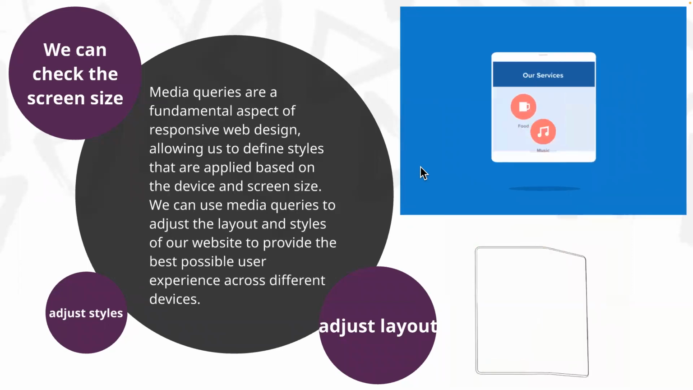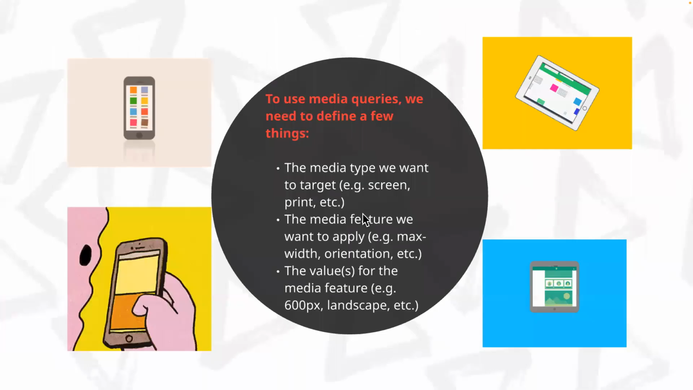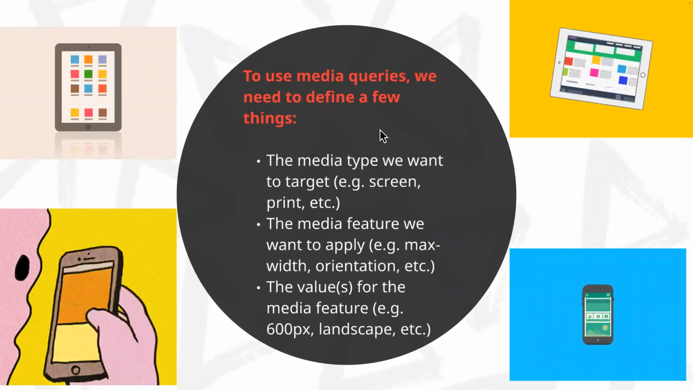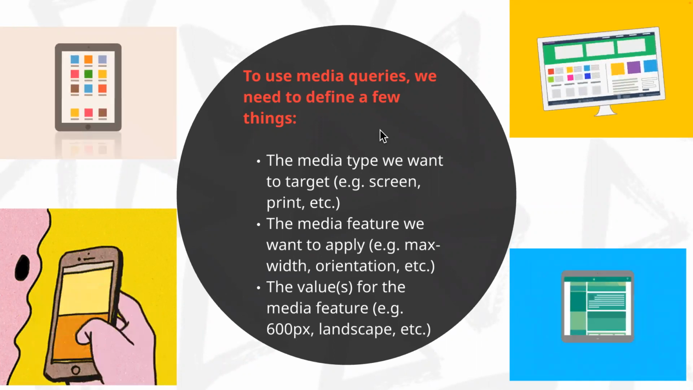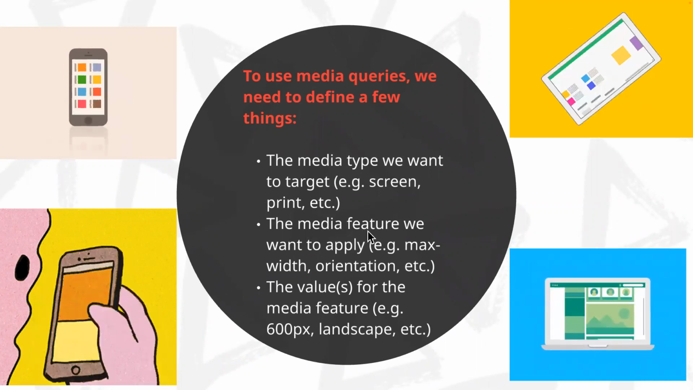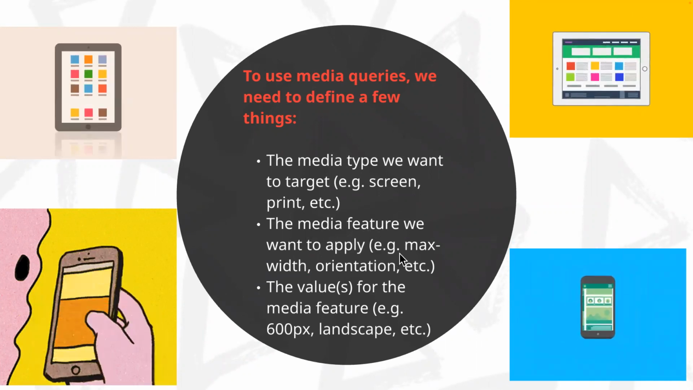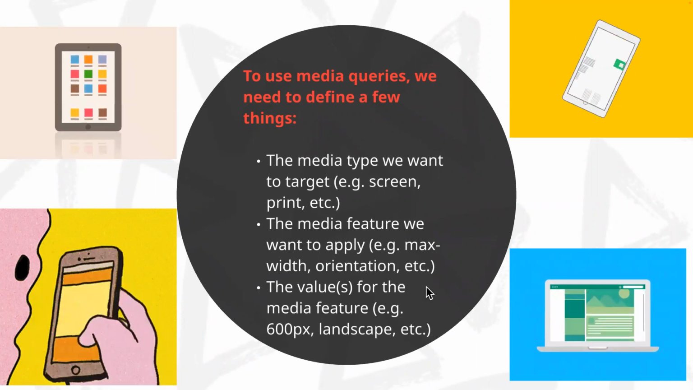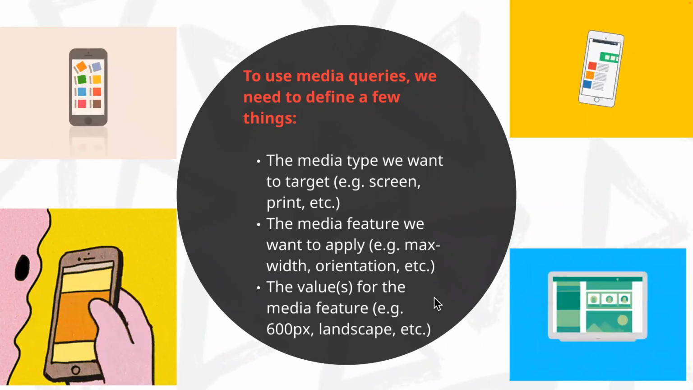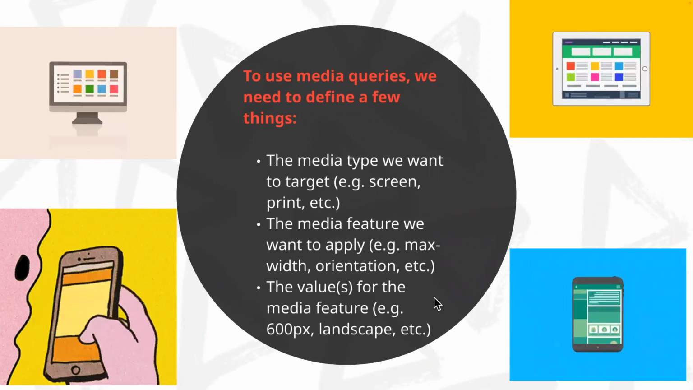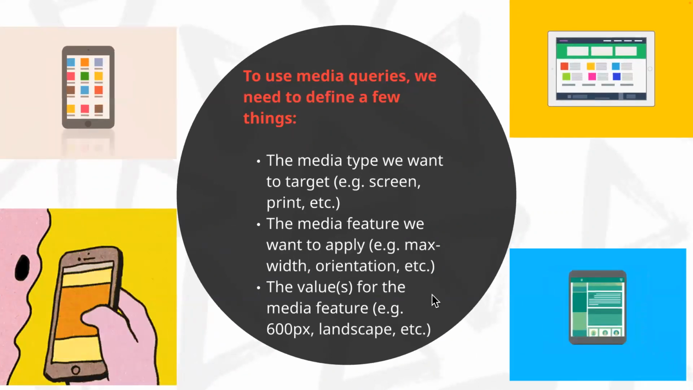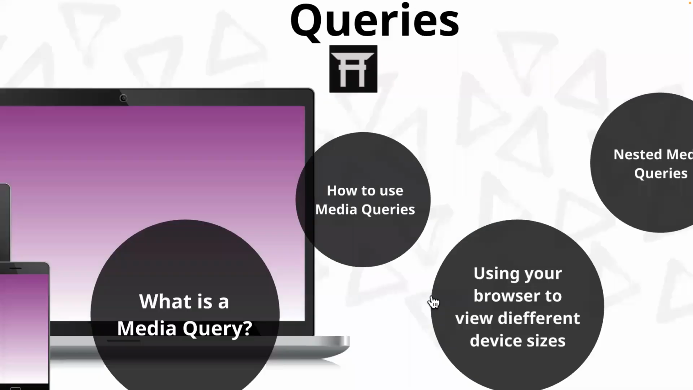So let's take a further look into it. How do we use media queries? To use media queries, we need to define a few things. The type of media we want to target, the screen size, and like we mentioned, the media feature we want to apply, that is width or orientation, and the values for the media. We can have media queries for landscape view as well as non-landscape portrait view. We want to adjust for all different types of media sizes.